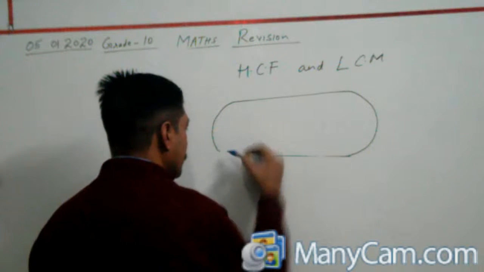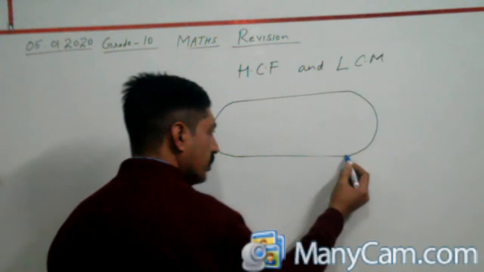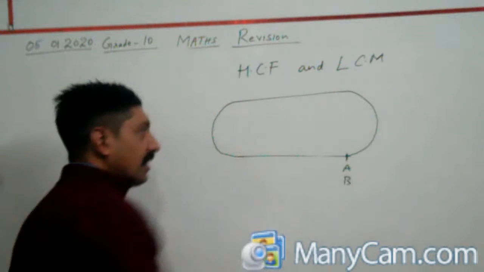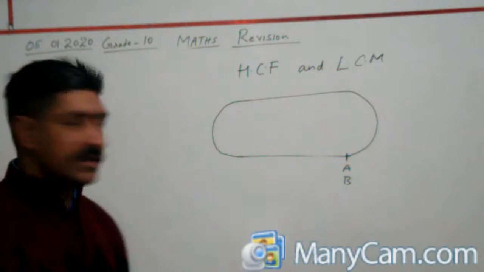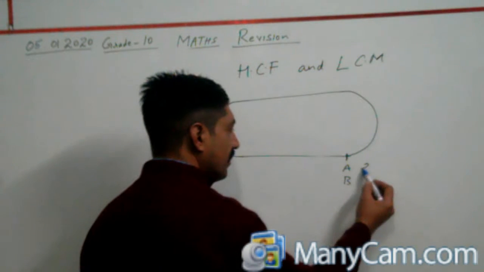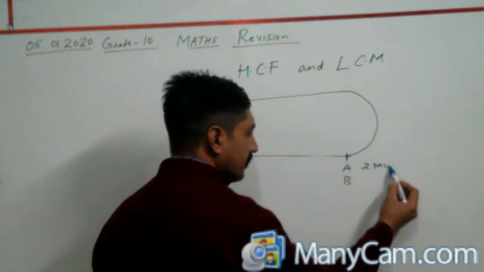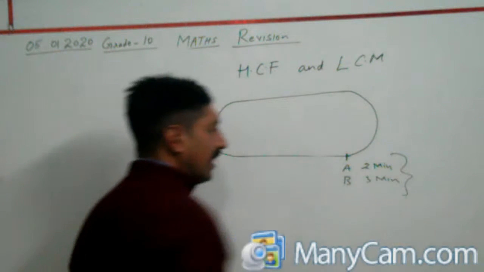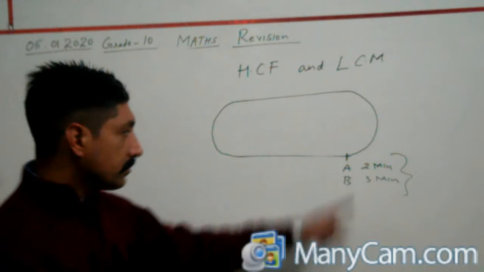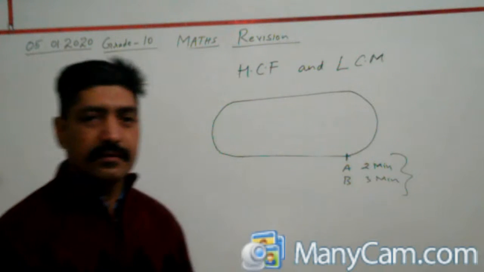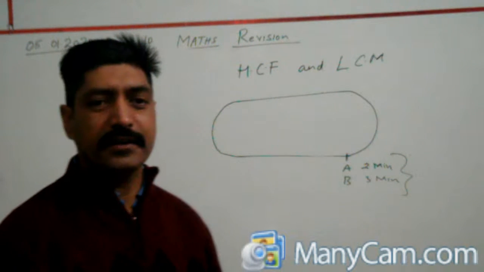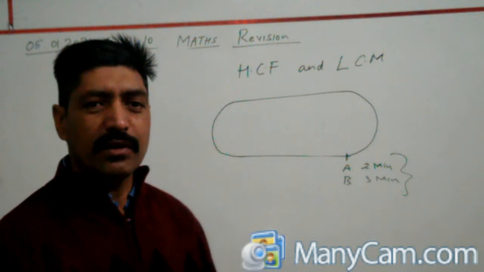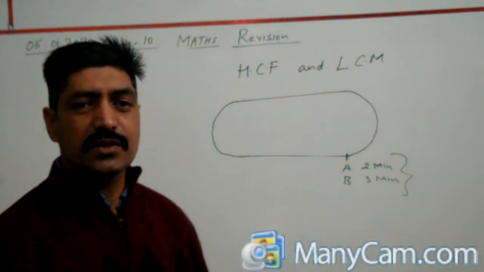If both start from the same point, person A and person B, and start running, one person takes 2 minutes and another takes 3 minutes, and we have to find the LCM and HCF. So HCF, the highest common factor, is always either less than both the numbers or can be equal to the smallest number.